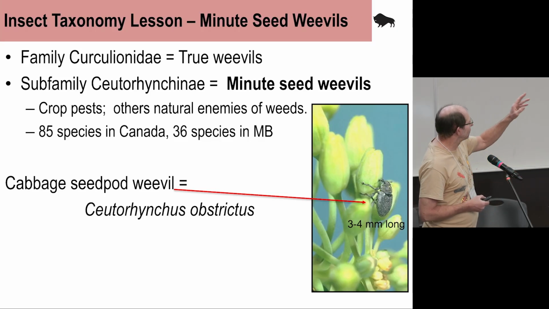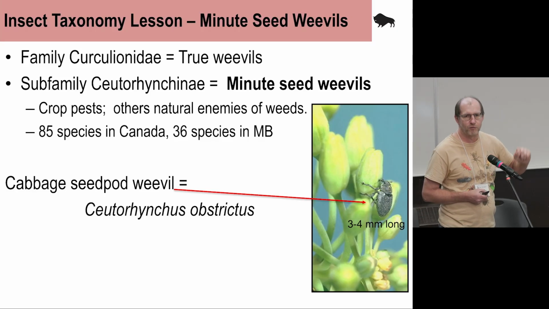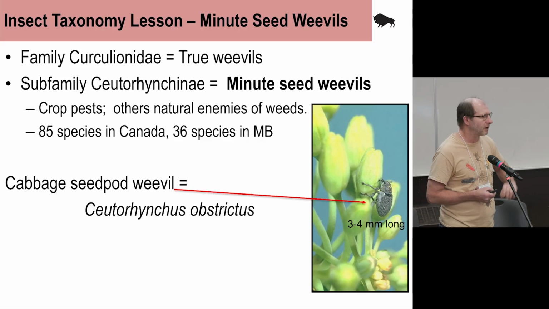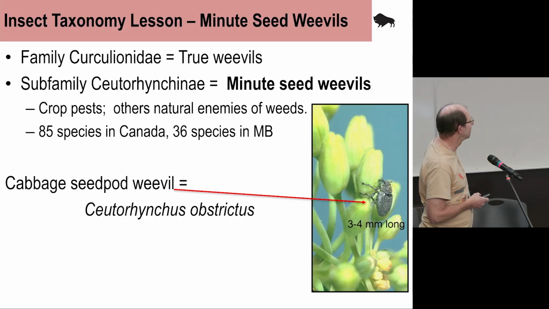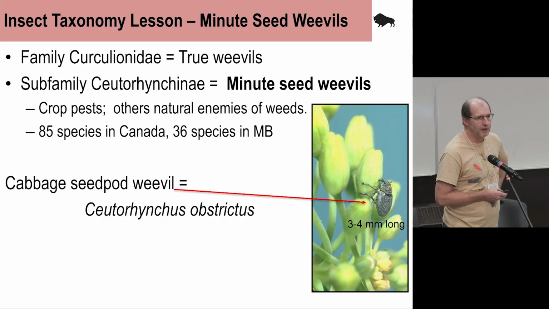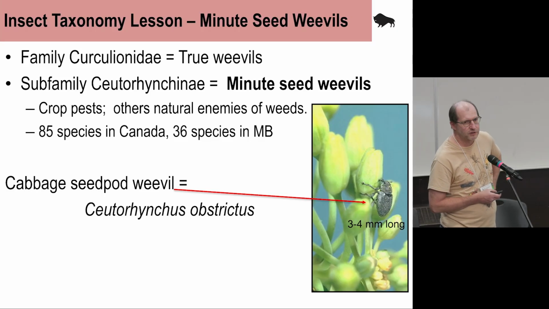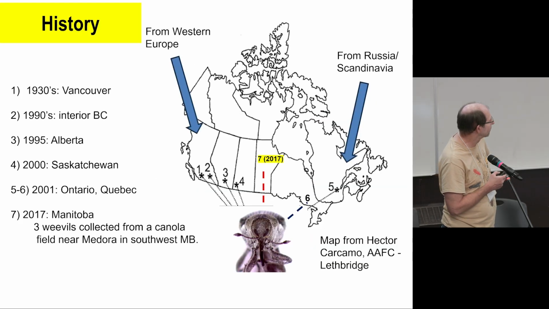So minute seed weevils are usually fairly tiny weevils, and the larval stage is usually the one that feeds on the seeds. They usually lay their eggs into a pod or something and feed inside on the seeds. Now they're a fairly big group as well. There's 36 species in Manitoba, including one that is a weed feeder, but unfortunately we also have the cabbage seedpod weevil that belongs to this group.